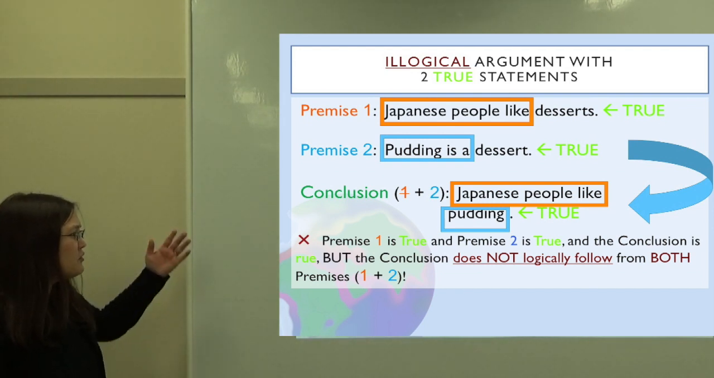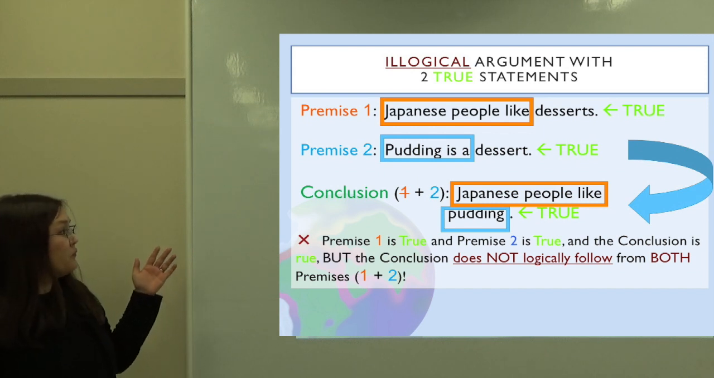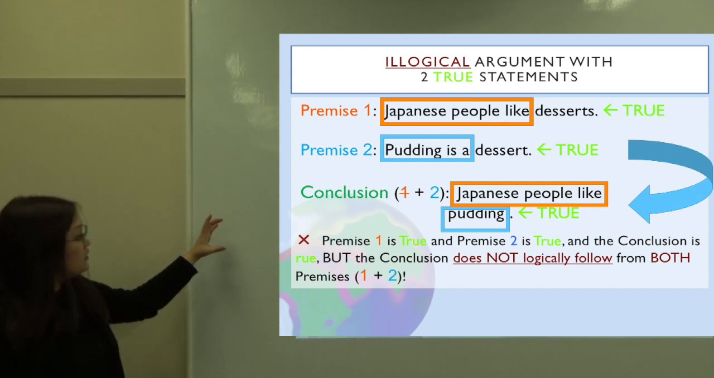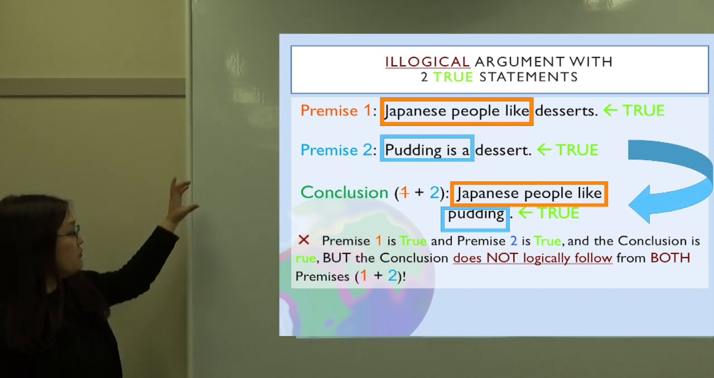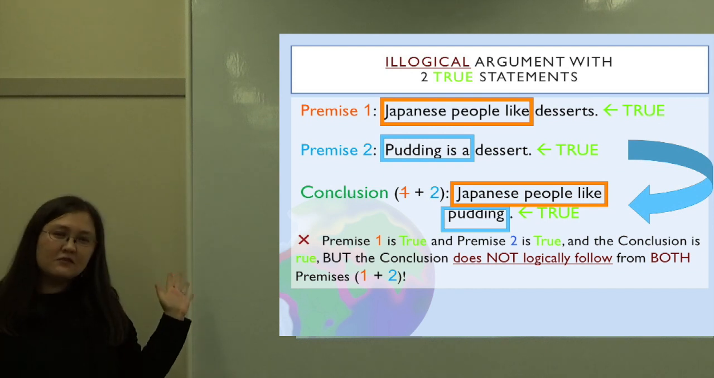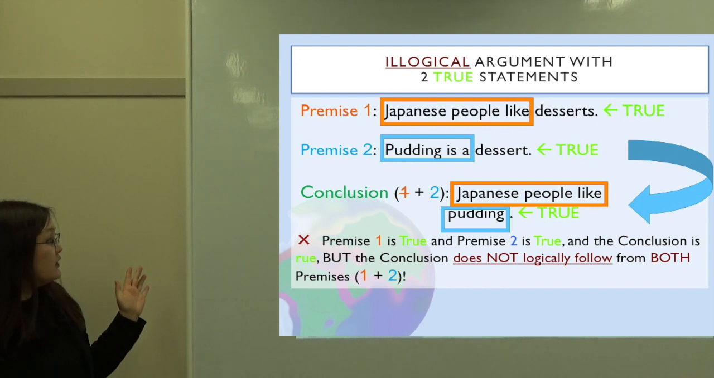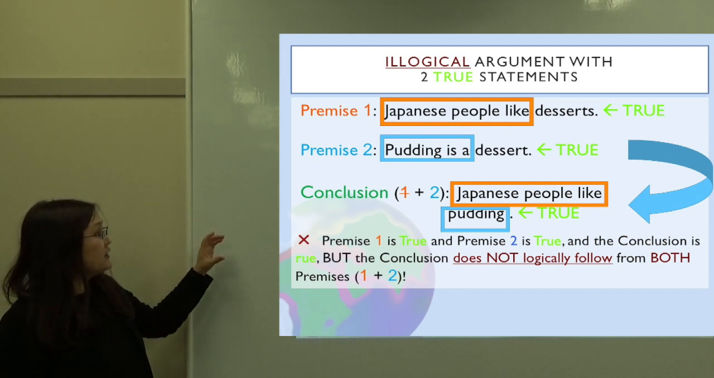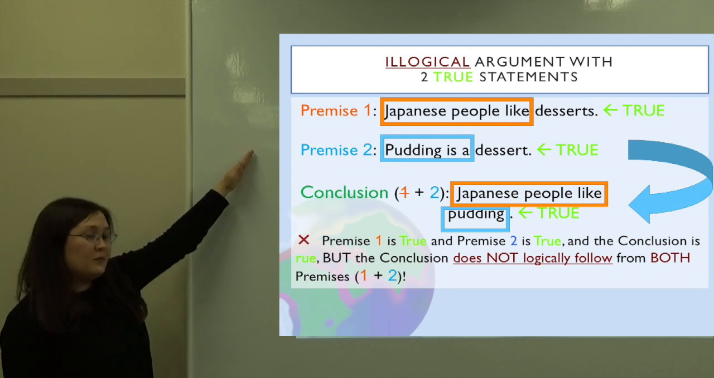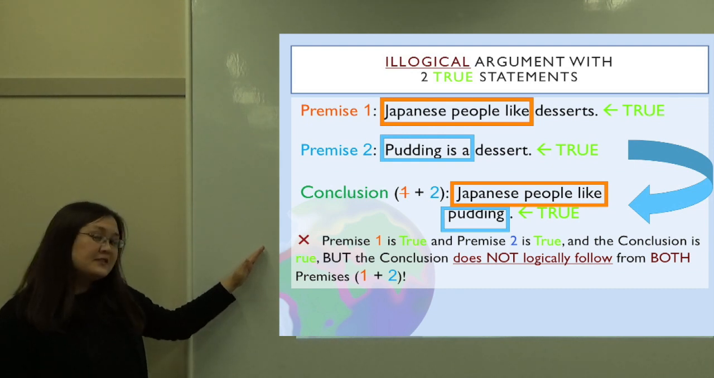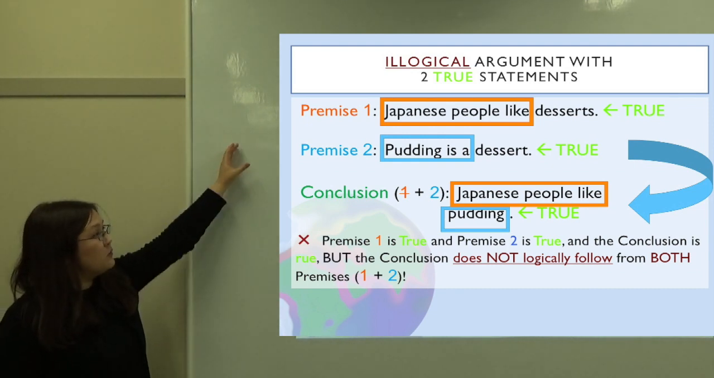So what is the problem with this example? We can see the words in the orange box went into the conclusion, and the word pudding went into the conclusion. But why is this broken? Why does this not follow the rules of logic? What's wrong? Here we can see we have the blue arrow, so pudding went in correctly. But something is wrong about premise 1. Japanese people like pudding is not a logical conclusion from 1 plus 2.